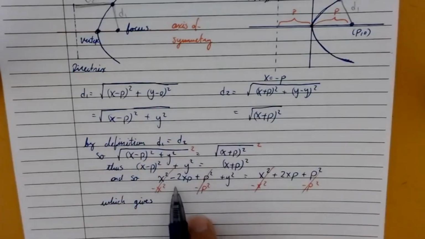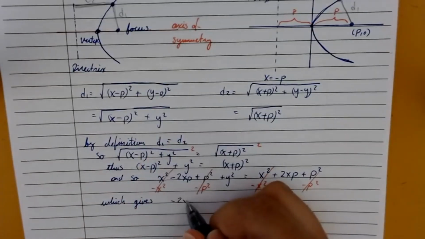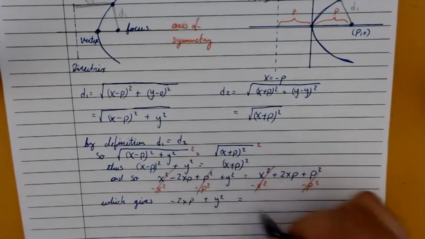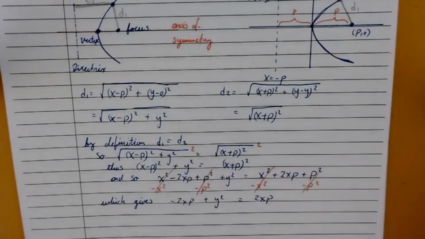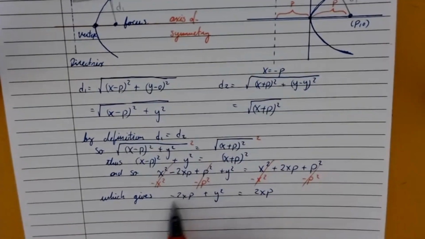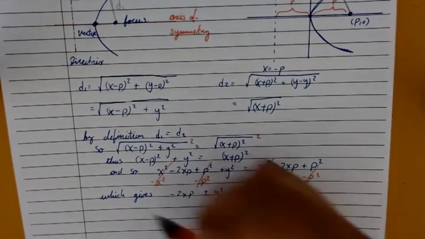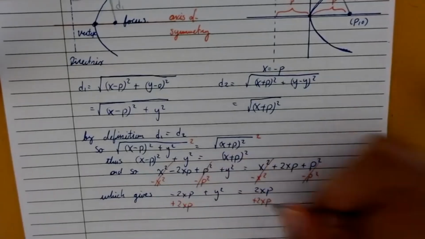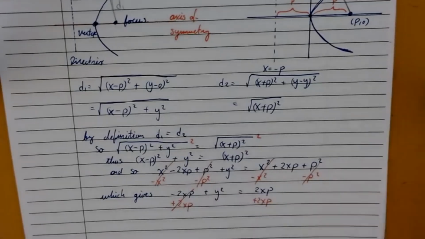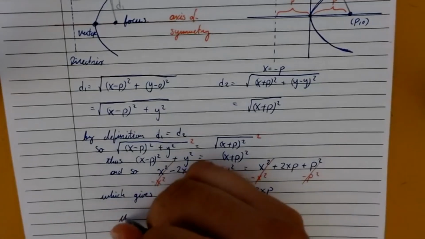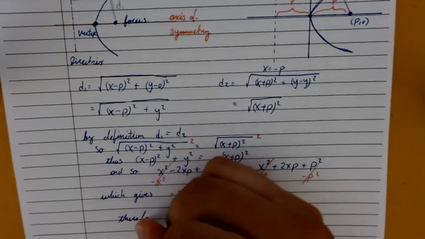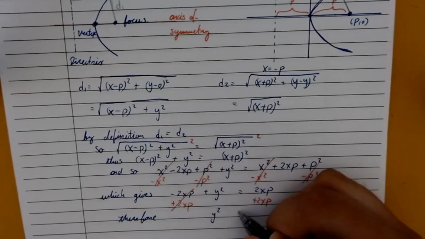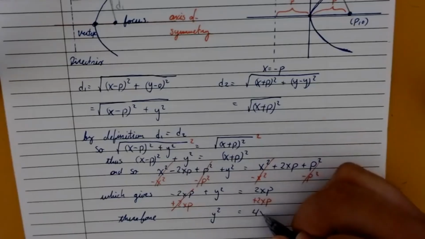Which gives negative 2xp plus y squared equals 2xp. And now, even though I can't cancel those, I can combine them, because now I can add 2xp to both sides. That goes away over here, and that doubles up. Therefore, by isolating y squared, we get y squared equals 4xp.